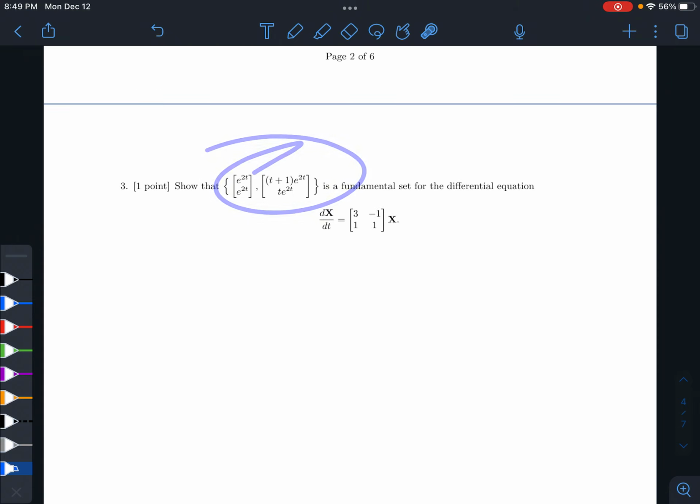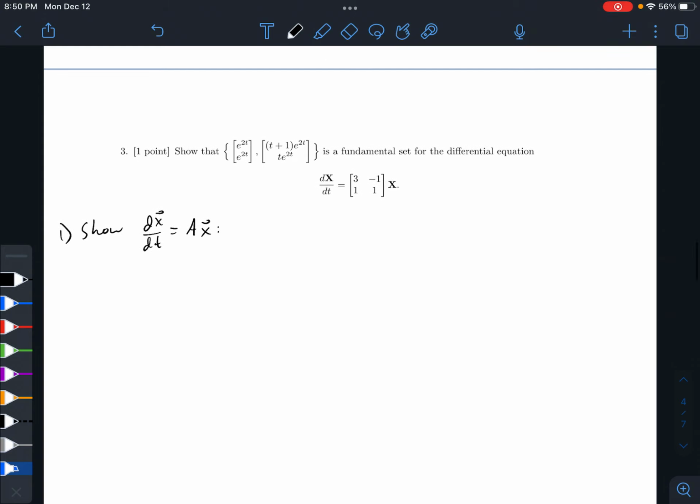Show that this is a fundamental set for the following differential equation. This amounts to showing 2 things. You have to show that these are both a solution to dx/dt equals A times x. We have to do it for both of them. And then we also have to show that they are linearly independent. So let's show that they satisfy the DE first. We'll do it one at a time.